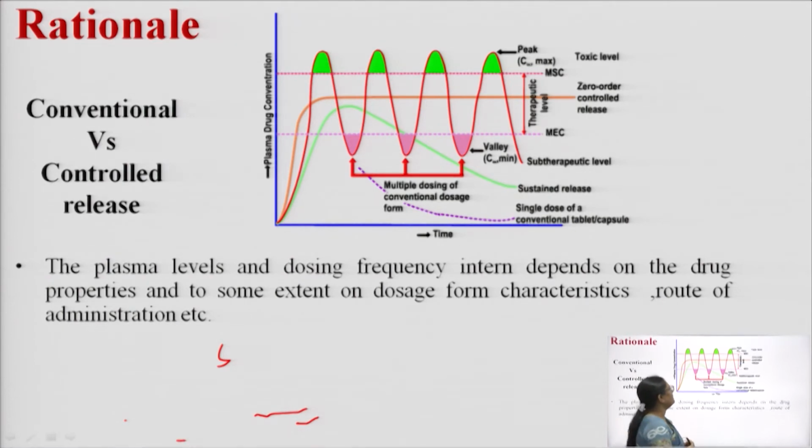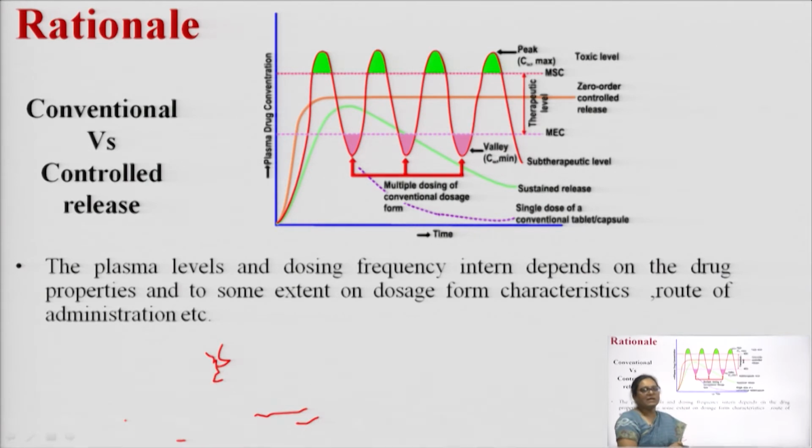The maximum safe level shows the safe plasma concentration of the drug. That is, if the drug blood levels exceed this mark, the drug will show toxic manifestations. So, in case of a conventional drug delivery, as can be seen with the help of this red line, this is a graph obtained after single dose administration of a conventional drug delivery. The plasma concentration gradually increases and then declines. Here we administer a second dose of the drug and again the plasma concentration rises.